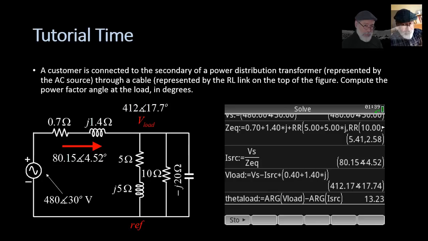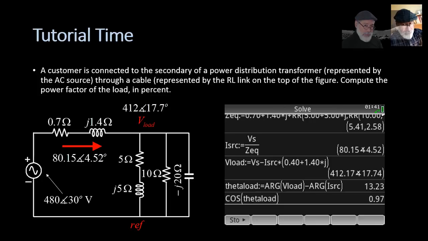And they want us to compute also the power factor of the load in percent. That is just the cosine of that angle theta, right? Cosine of theta load, that is 0.97. That means that the power factor of the load is 97%. Inductive or capacitive? Well, let's see. The phase of the voltage, alpha, is 17.7 degrees. The phase of the current, beta, is 4.5 degrees. That means that the current is lagging behind the voltage. The power factor is 97% lagging, or 97% inductive.